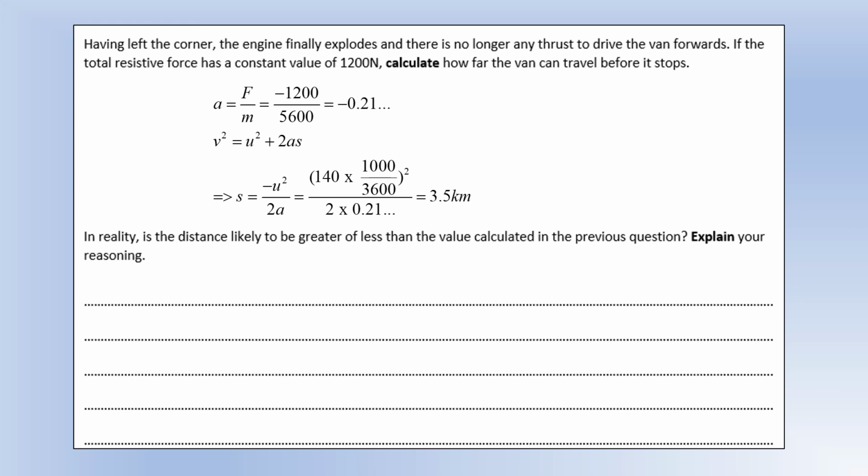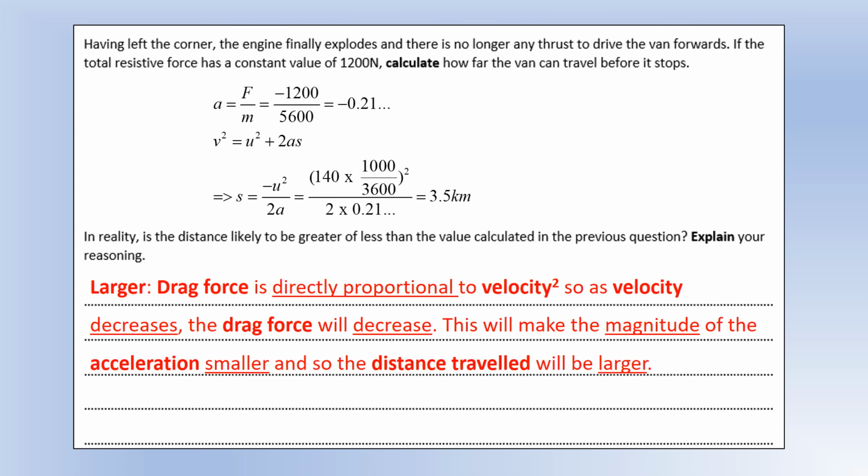In reality, is the distance likely to be greater or less than the value calculated in this question? Explain your reasoning. So I think it's going to be larger, mainly because the resistive force is going to get smaller. As velocity decreases, drag force gets smaller, so that's going to make the magnitude of acceleration smaller, and so the distance traveled will be larger.